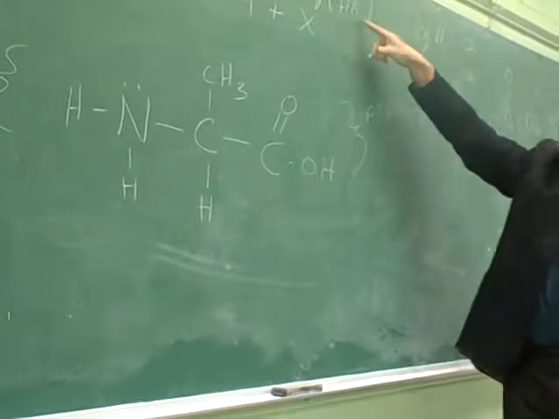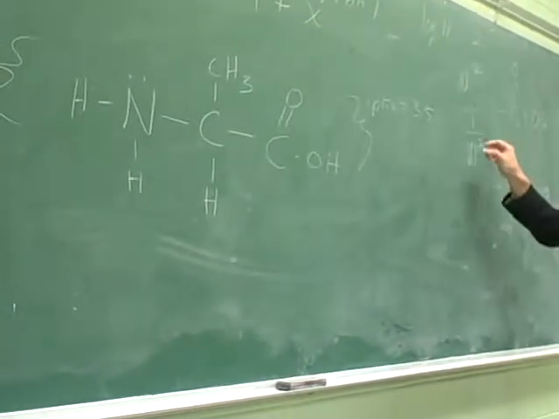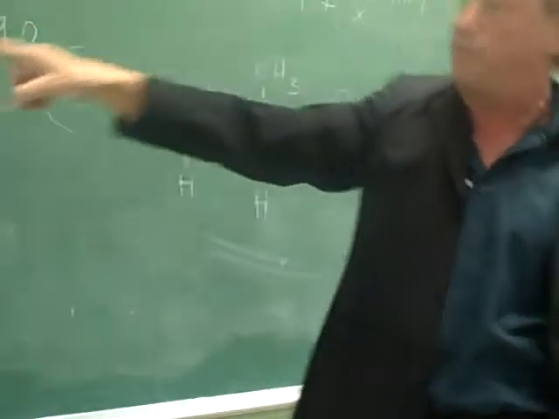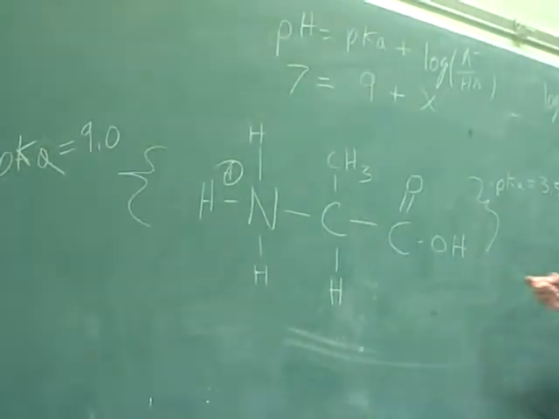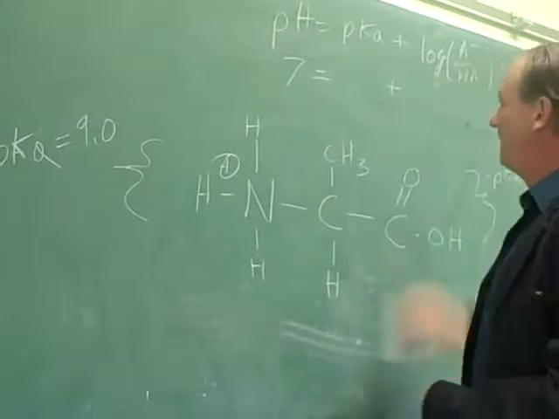So which would you have more of, the A minus or the HA? HA. That's the protonated or unprotonated form? Protonated. We said the protonated form looks like this. So that would mean on this side, it looks like that. So what about the other side? Well, you've got to solve it first.